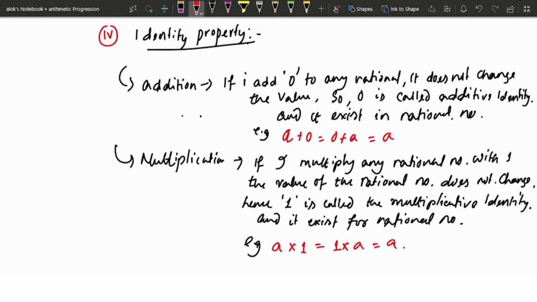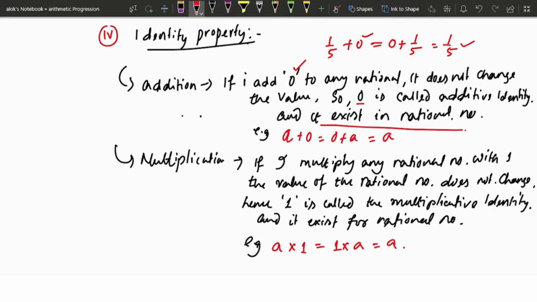For addition, if I add 0 to any rational number, it does not change the value of the rational number. So this 0 is called the additive identity and it exists for rational numbers. That is, suppose 1 upon 5 is a rational number and I add 1 upon 5 to 0, it does not change the value of 1 upon 5. So 0 is called the additive identity.